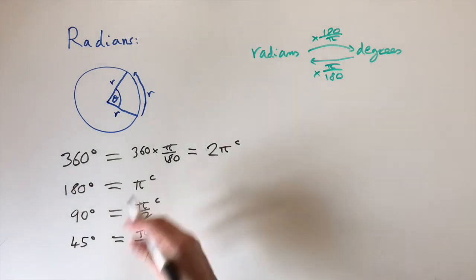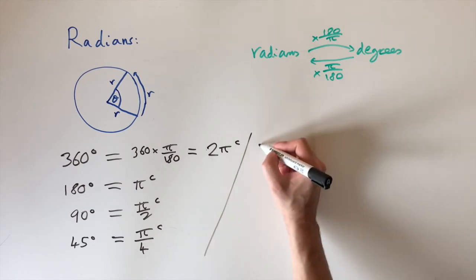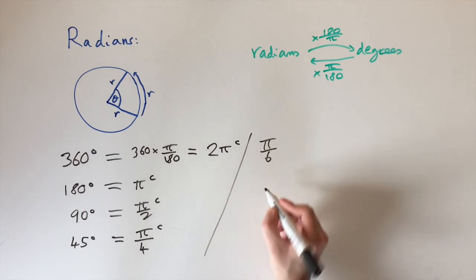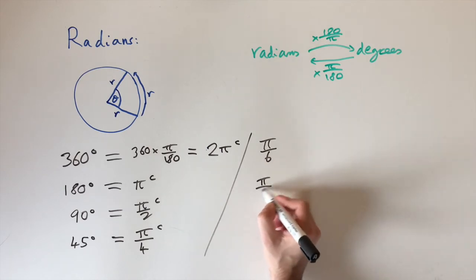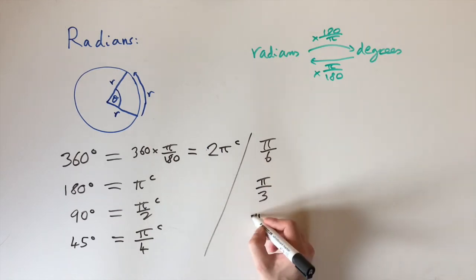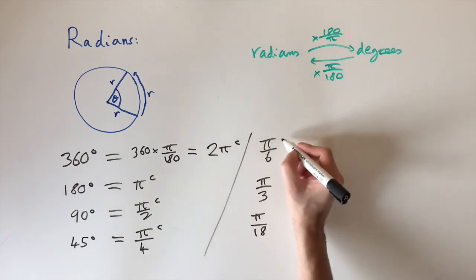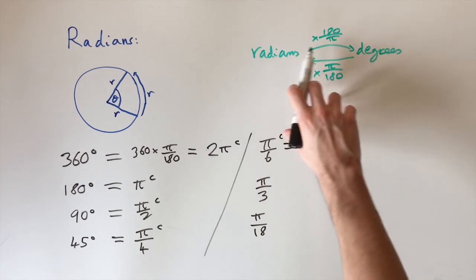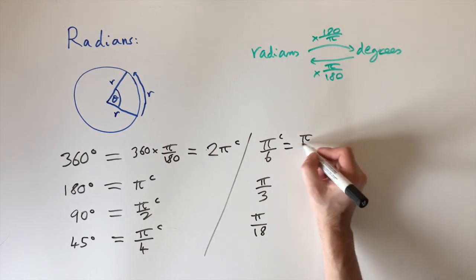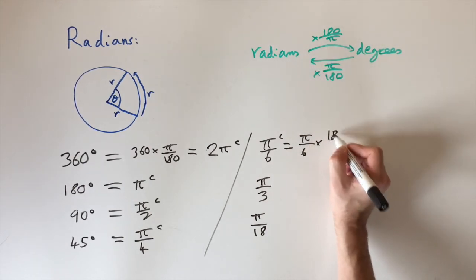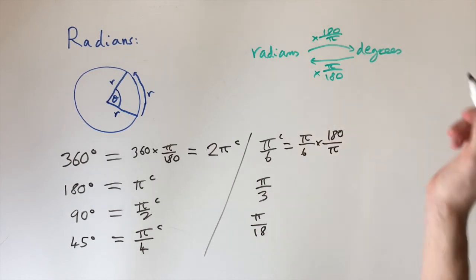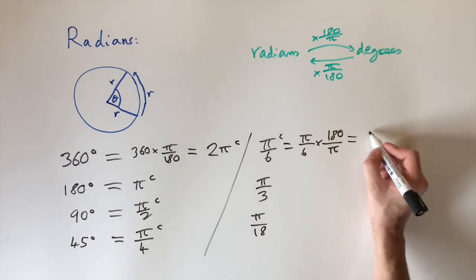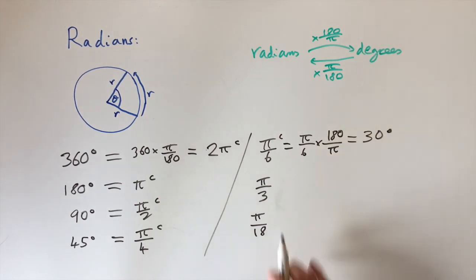Okay, so let's do some examples going the other way around. We've looked at degrees to radians. Let's try and get from radians to degrees. If I just write these examples out: pi over 6, pi over 3, and let's do pi over 18. So first off, to get from pi over 6 radians to degrees, we use this conversion ratio, so we multiply by 180 divided by pi. And so the pi's cancel, which is quite nice, and then we have 180 divided by 6, which comes out to be 30 degrees.